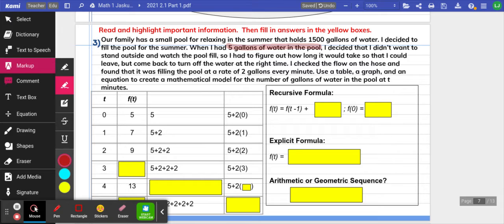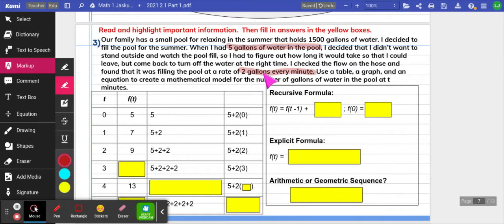I checked the flow on the hose and found that it was filling at a rate of 2 gallons every minute. Use a table, graph, and equation to create a mathematical model for the number of gallons of water in the pool at T minutes. So it says here the pool already had 5 gallons of water in it.